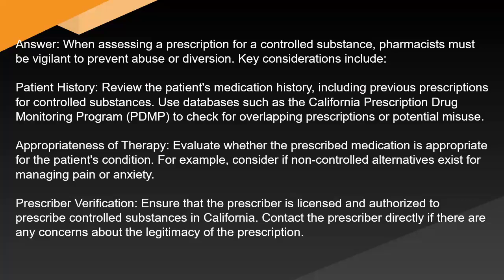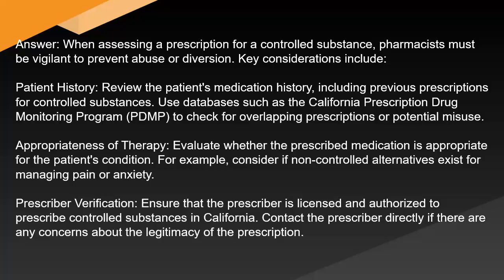Review the patient's medication history, including previous prescriptions for controlled substances. Use databases such as the California Prescription Drug Monitoring Program (PDMP) to check for overlapping prescriptions or potential misuse. Appropriateness of therapy. Evaluate whether the prescribed medication is appropriate for the patient's condition. For example, consider if non-controlled alternatives exist for managing pain or anxiety.